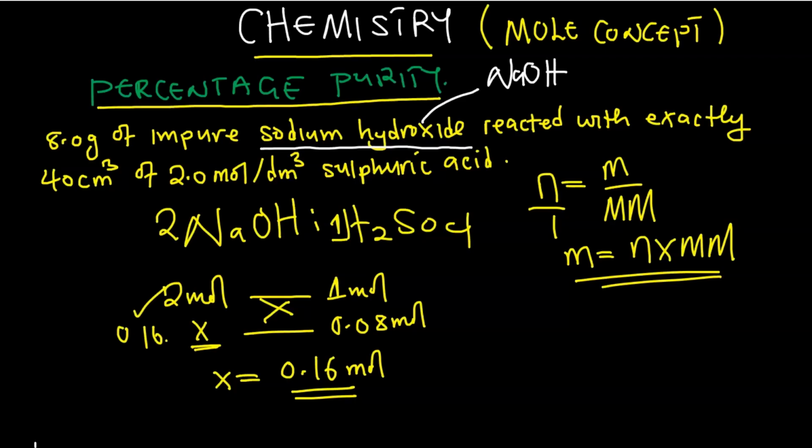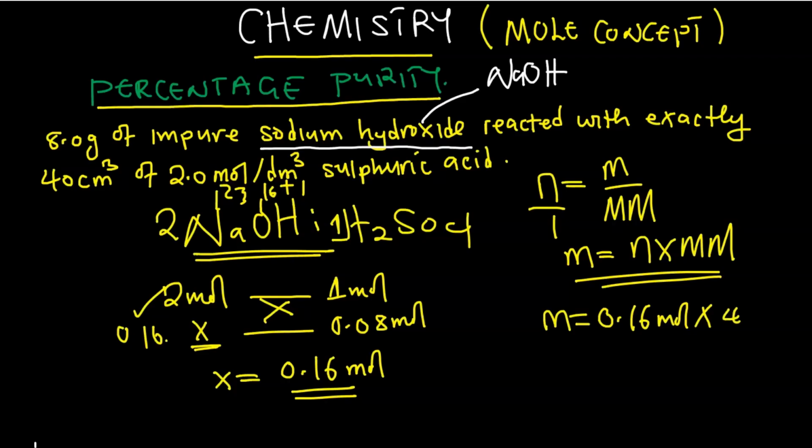Now after finding the number of moles, we go into the formula. Mass is equal to number of moles that we found, 0.16 moles, multiplied by the molar mass of sodium hydroxide. So just the sodium hydroxide, what is the molar mass? Sodium is 23, oxygen is 16, then hydrogen is 1. So it's 23 plus 1, 24, plus 16, 40. So we're going to have 40 grams per mole.